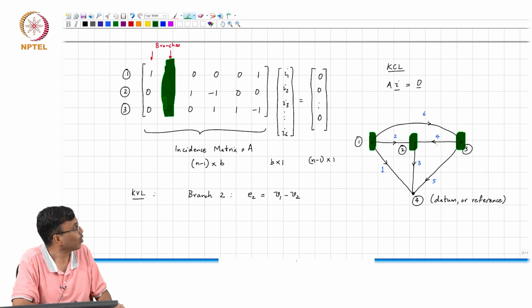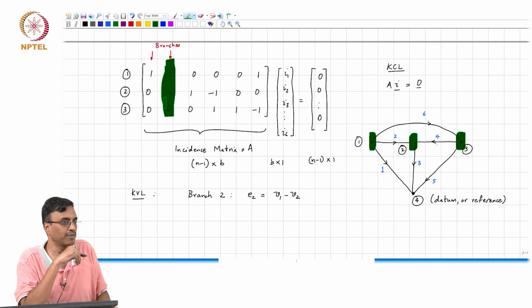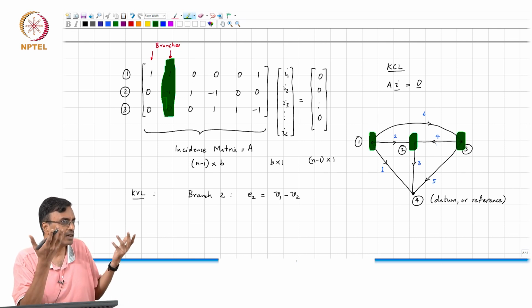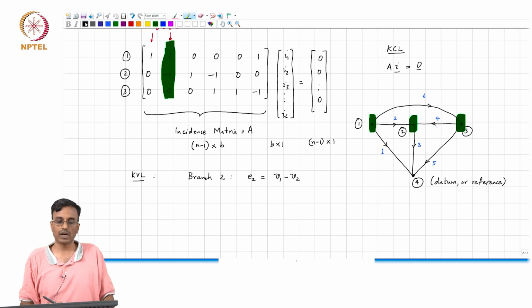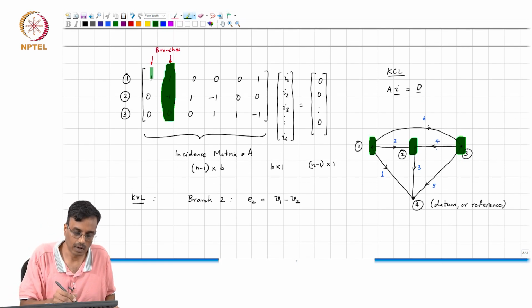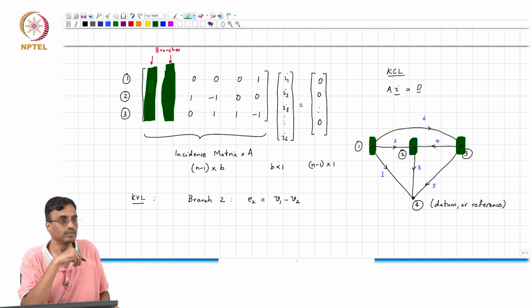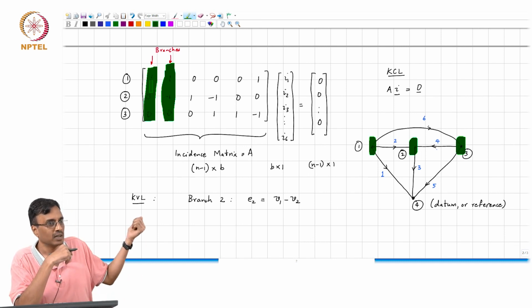And that column indicates that this branch starts at which node and ends at which node? It starts at node 1 and ends at node 2, and therefore, what comment can you make about the branch potential in relation to the node potentials? It is simply V1 minus V2. So, taking this forward, what comment can you make about the branch potential vector in terms of the node potential vector? Let me lead you to the answer. What about the potential of branch 1? V1 minus V4. V4 we know is our datum or reference node whose potential we arbitrarily define to be 0, and therefore, it is simply V1.